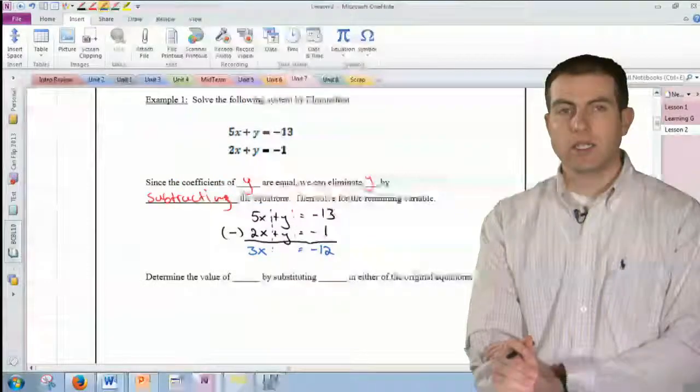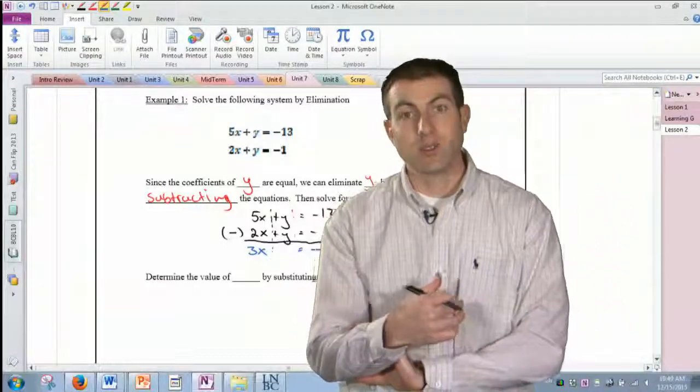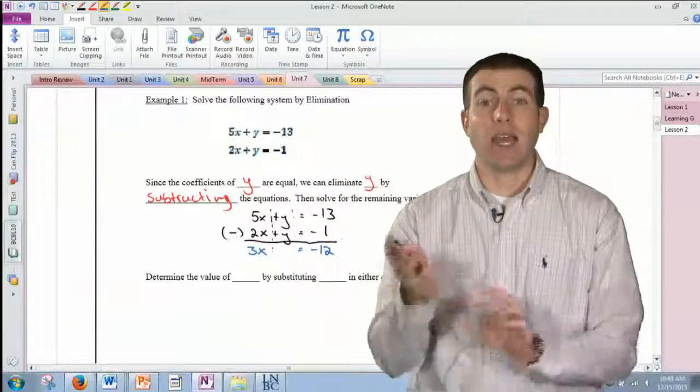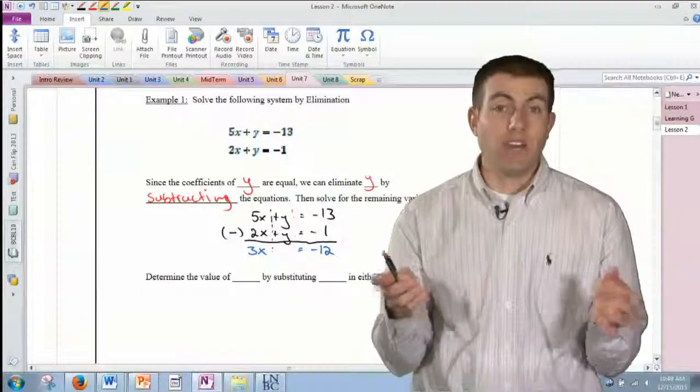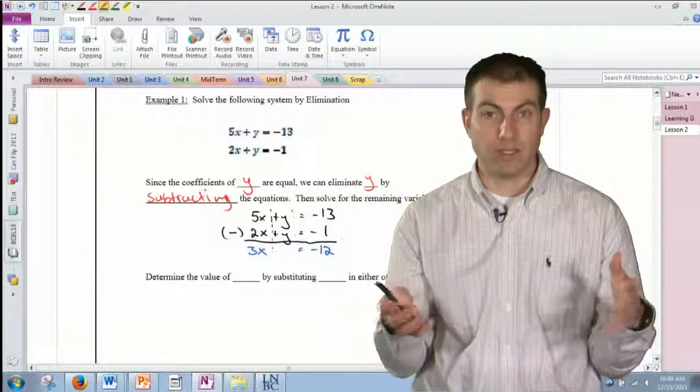Now the whole idea here, the reason I subtracted these equations, is so I could get rid of one of my variables. When I have lines, I have x's and y's. If I have both an x and a y in an equation, I can't figure out what either x or y is at any time.